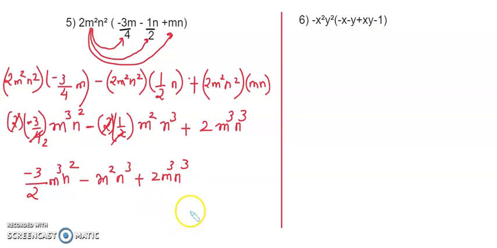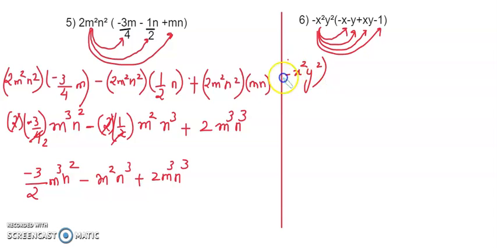Clear? Okay. Again, this negative x square y square has to be multiplied with negative x, negative y plus xy minus 1. So minus x square y square with a minus x. Then the sign between the x and the y is what? Minus. So put this minus here. Then minus x square y square with the y. Okay. Then what's the sign between y and xy? It's a plus, right?